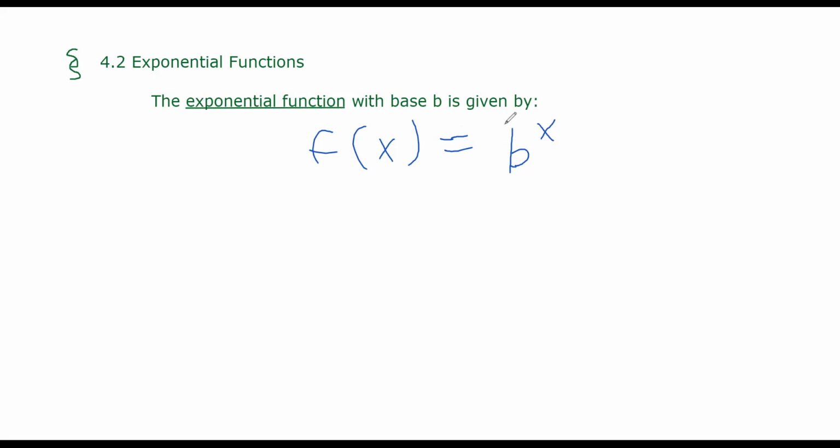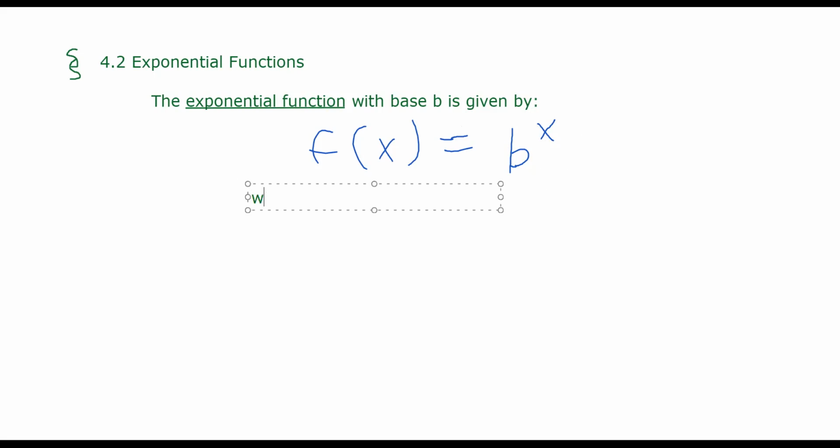Now, it's a little bit weird because x is the variable and you're saying b is not a variable. Well, it's because when you're actually finding exponential functions, you're going to have a realized base. You're going to have an actual number here, and x will still be x, the variable, and we can analyze that. So this is just to write out the general model.